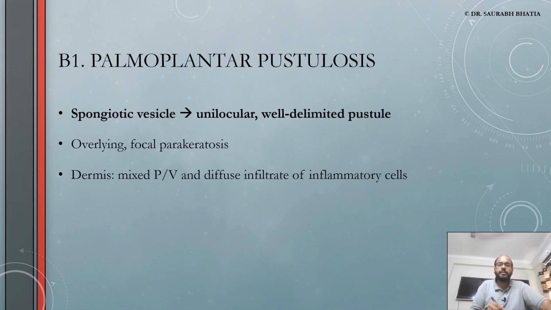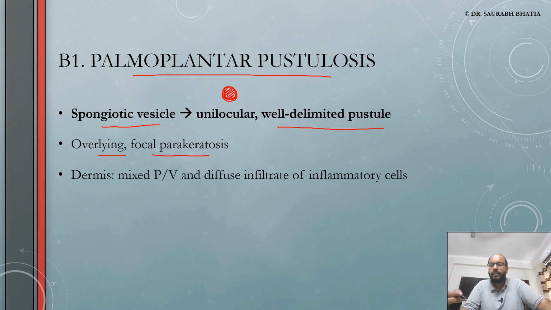We'll start with palmoplantar pustulosis. In this disorder, we have a spongiotic vesicle which is unilocular, that means a single, solitary, well delimited pustule, well defined and localized to a certain area. Over the pustule, you have overlying focal parakeratosis. Now remember, in subcorneal split, the stratum corneum will be damaged because it's the thinnest, weakest layer and will easily get damaged. But in intraepidermal split, the stratum corneum is preserved to a certain extent. And when the stratum corneum is preserved, you'll be able to appreciate parakeratosis.